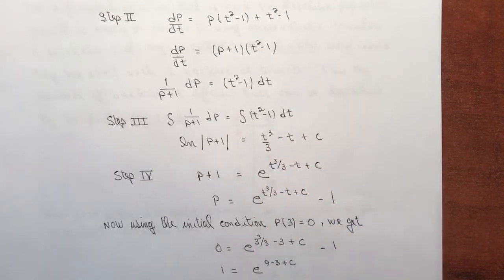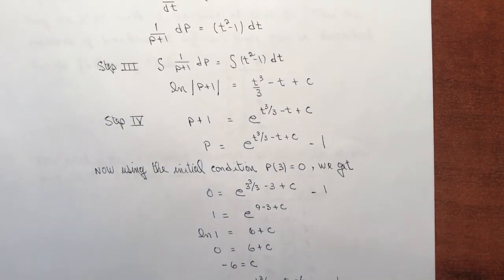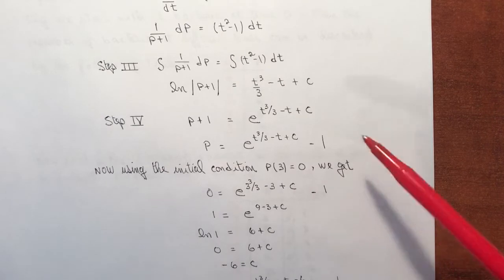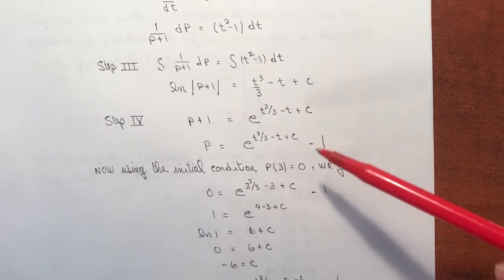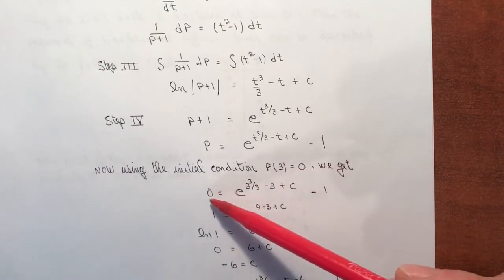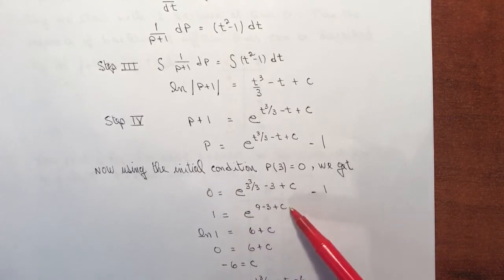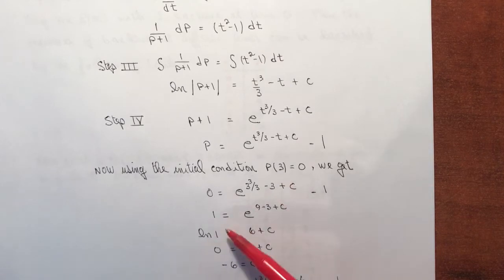And now we take care of the initial condition. So the initial condition, p of 3 is equal to 0. That means I replace my t with 3, and I replace my p with 0. I end up with e to the 6 plus c is equal to 1. Now I want c, so I'll ln both sides. ln of 1 is 0. So that means that 6 plus c is 0, so c is minus 6.